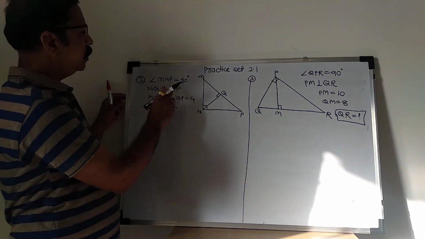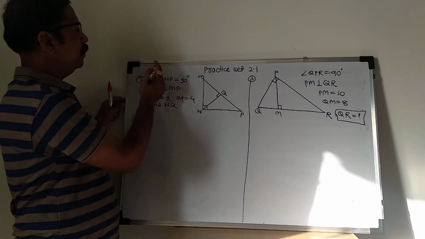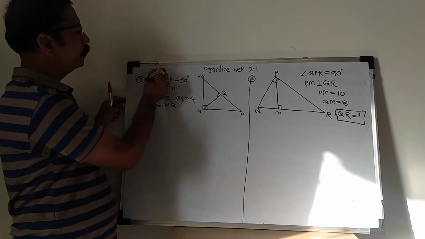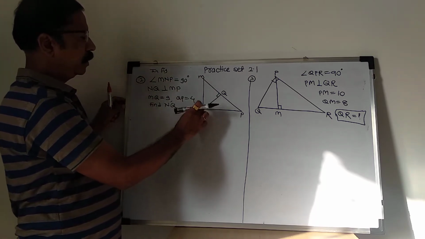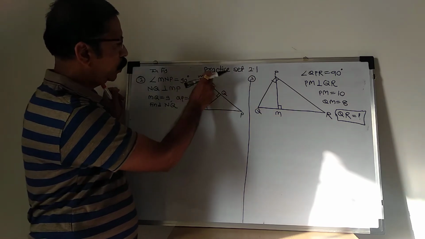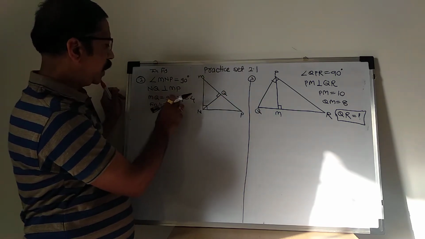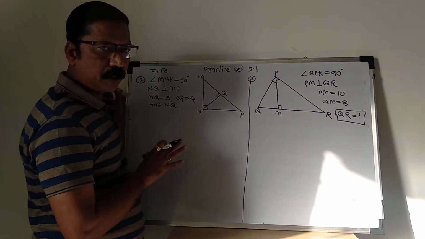See what is given. Diagram is provided. In this figure angle M and P is 90 degrees. NQ is perpendicular on MP. MQ is 9, QP is 4. Find NQ. म्हणजे NQ शोधायचा आहे.